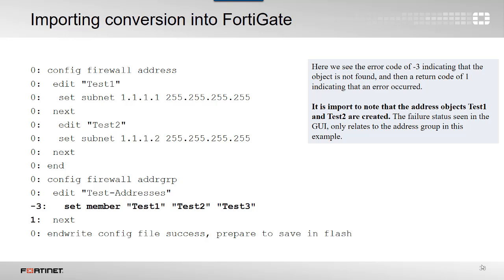0 indicates it's okay, that's a normal return code. Then I see -3, which is an error code, and in this case the object's missing or not defined. Subsequently I have a return code 1 saying it failed. So the firewall address group has failed. The firewall addresses have been created, so it's important to note that with this method, it's not sent as a transaction. The objects are created, and anything that fails will be indicated here. So the addresses were created; it's the address group that's not there.